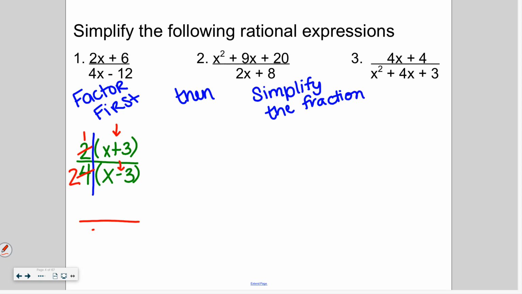So my final answer is going to be on the bottom, I have 2 x minus 3. On the top, I have x plus 3. I can put that 1 there if I want. I don't have to, because all that is telling me is 1 times x plus 3. That is my answer.